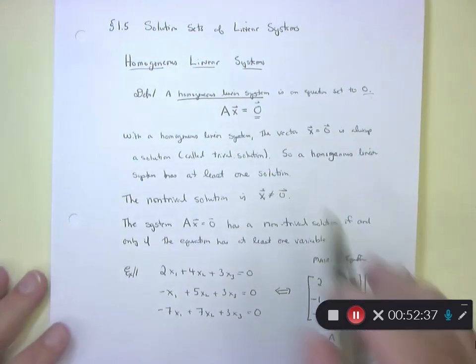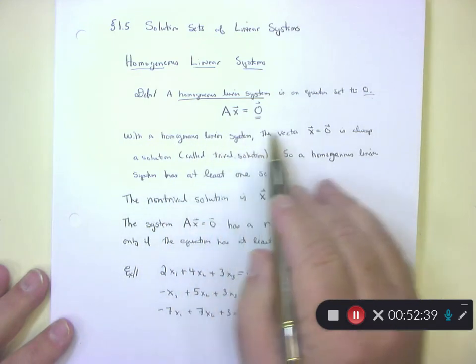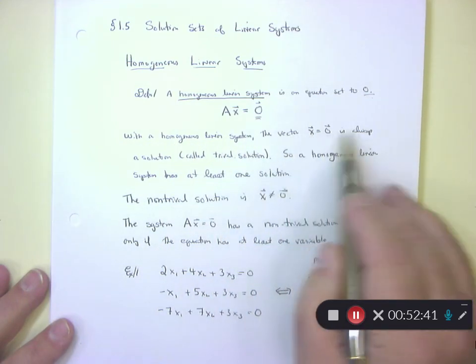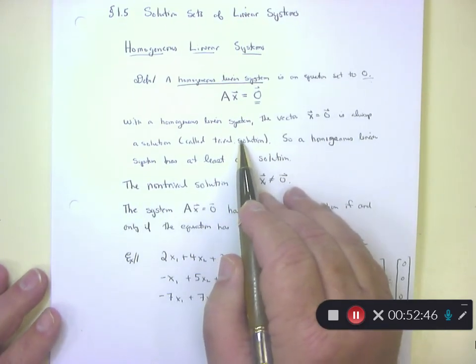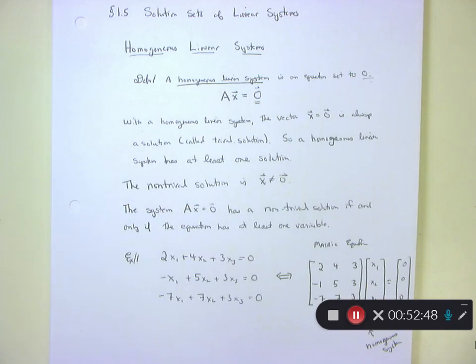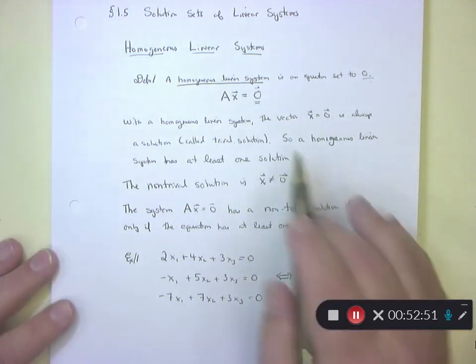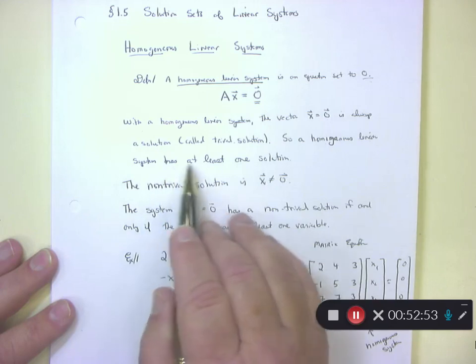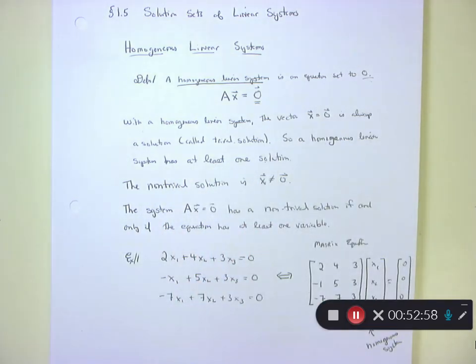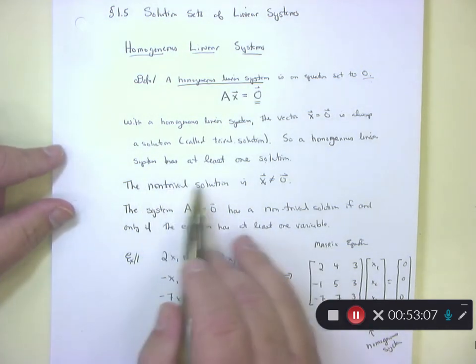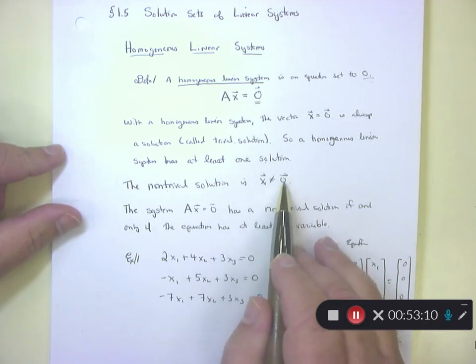Here we go. So, with a homogeneous linear system, the vector x equals 0 is always a solution. That's called the trivial solution. When you're trying to set equal to 0, 0 always works. 5 times 0 is always 0. So that's the solution for you. So a homogeneous linear system has at least one solution. You're guaranteed. So you don't have to worry about an inconsistent system, right? 0 will always work. And 5 times 0 plus 3 times 0, you get 0 out of that. So the non-trivial solution is when the vector x is not equal to 0.